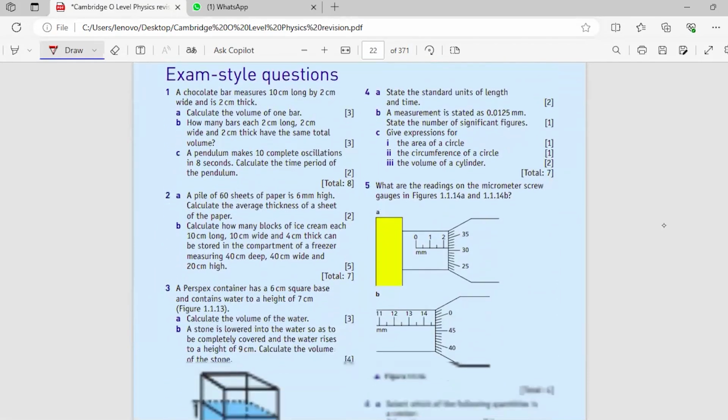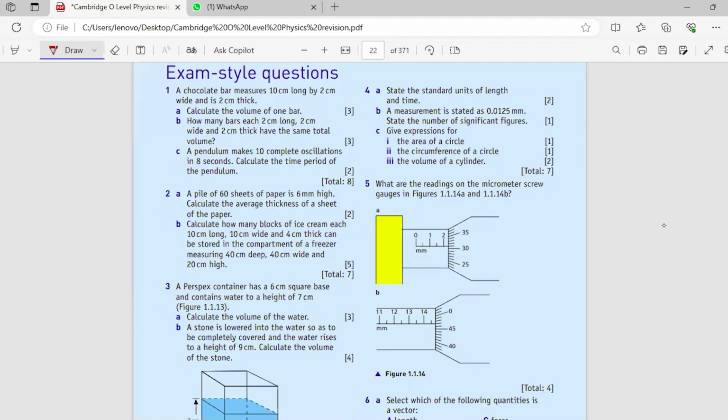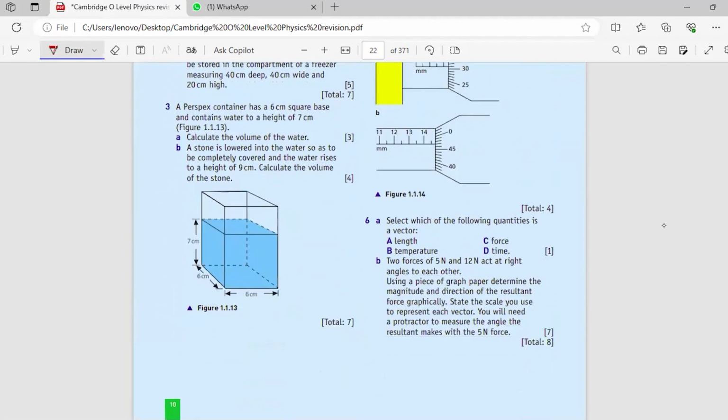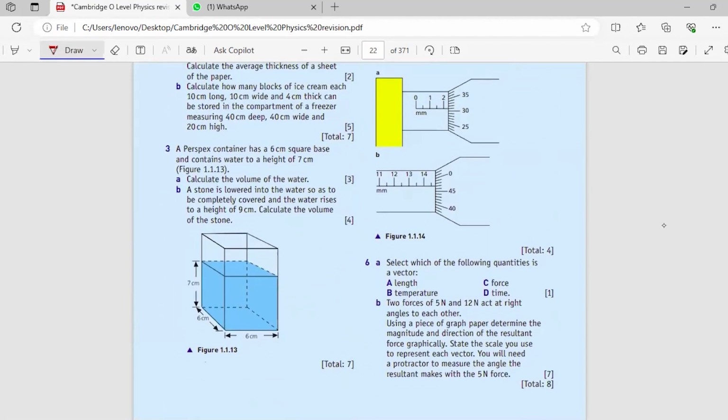Then there are example questions. You must solve them. Let us do this third one. This much square can attain a height of this much. Calculate the volume. Hence, for the volume, we will write 6 into 6 into 7. The answer is in centimeter cube.